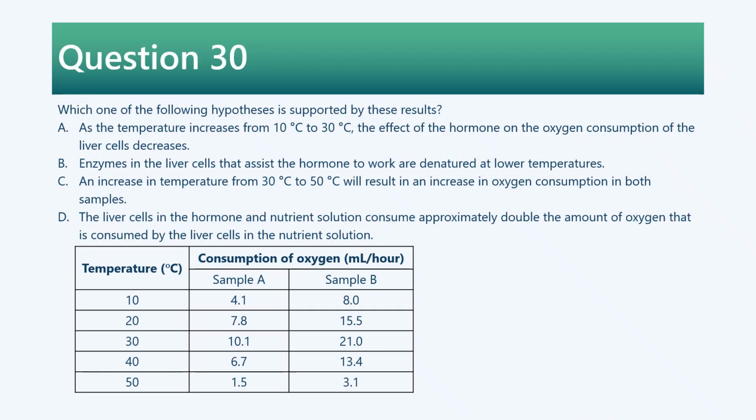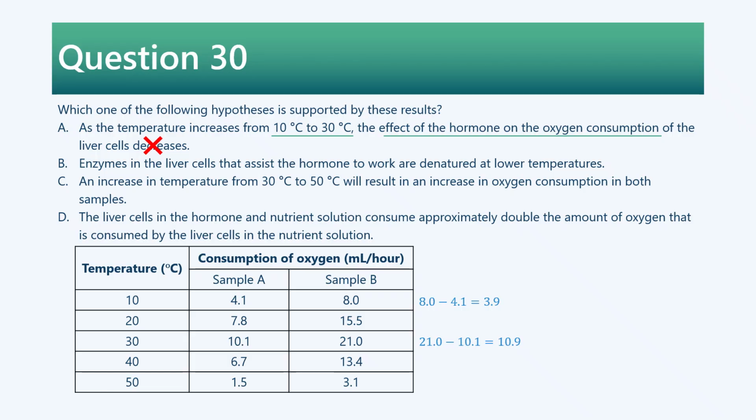A is incorrect, as temperature increases from 10 degrees Celsius to 30 degrees Celsius. The absolute increase in oxygen consumption due to the hormone actually increases. The difference between sample B and sample A goes from 8.0 minus 4.1 equals 3.9 to 21.0 minus 10.1 equals 10.9.